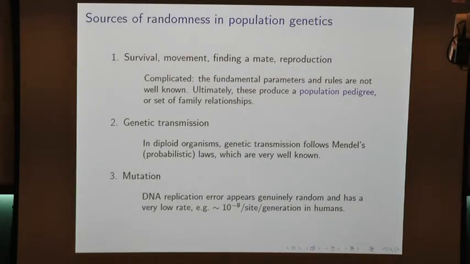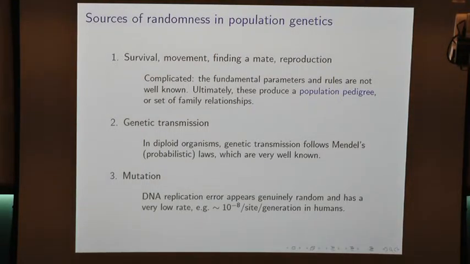There are a number of places in a life cycle or in a population process in which there are random factors. And we incorporate these into our models that try to predict genetic variation. One point is the actual movement of individuals, survival of an individual, movement and reproduction, finding a mate and reproducing or not. This happens in all species, of course, but I claim we know almost nothing about it for most species, and at the level one would like to make a really detailed mathematical model.